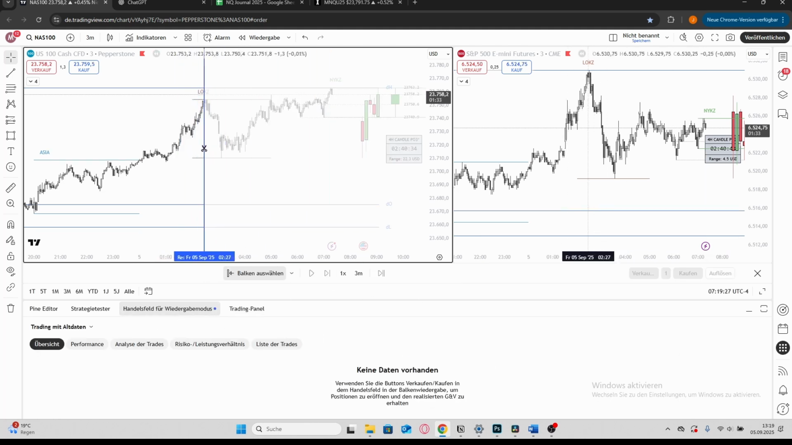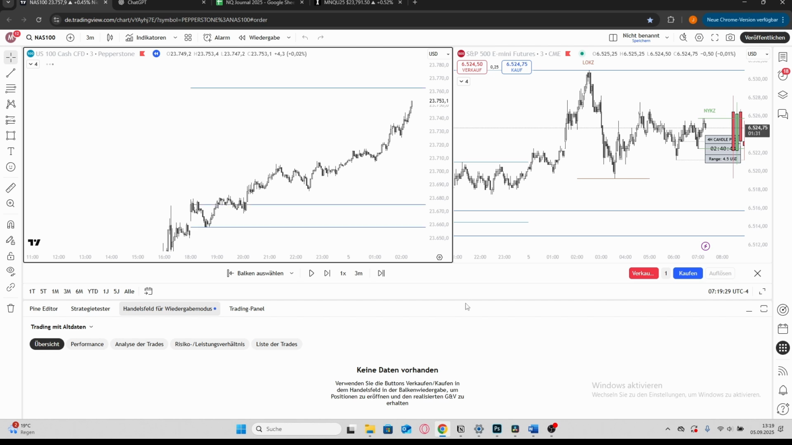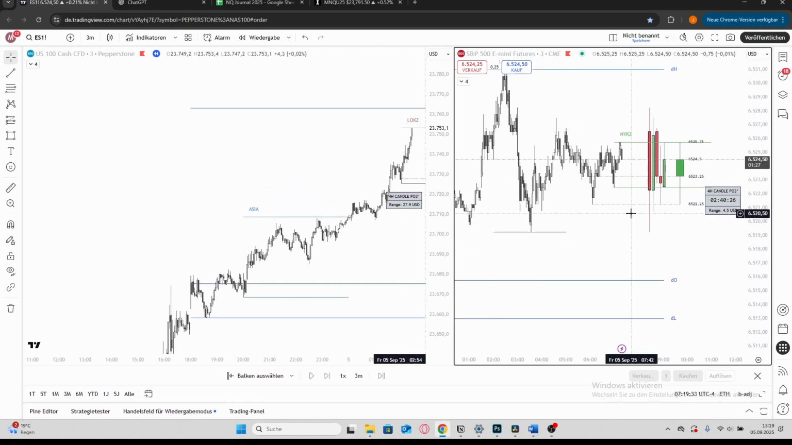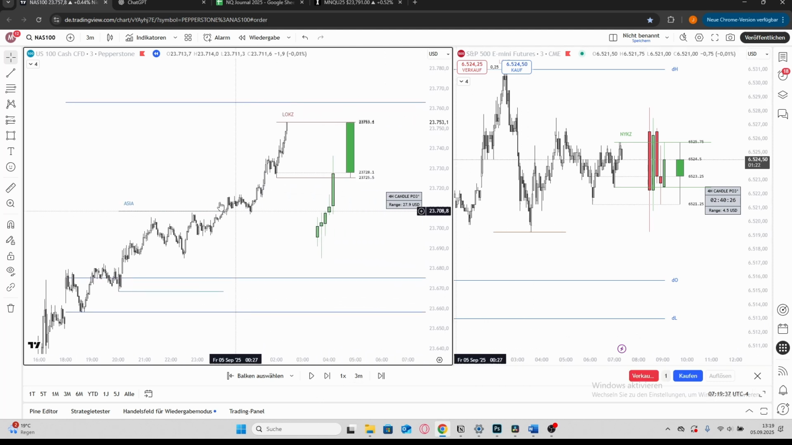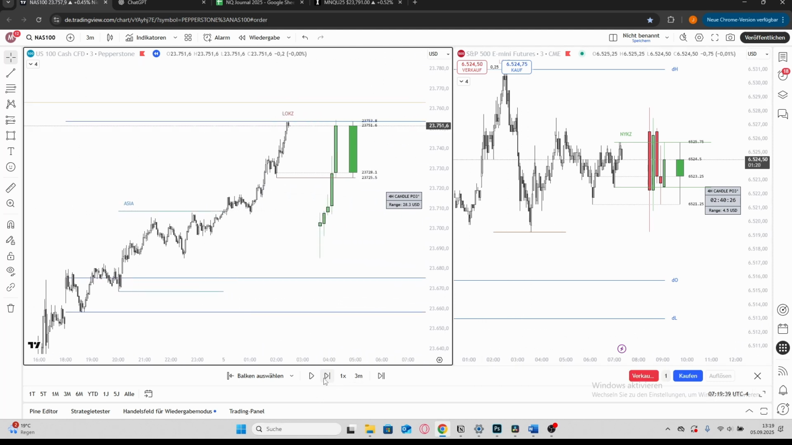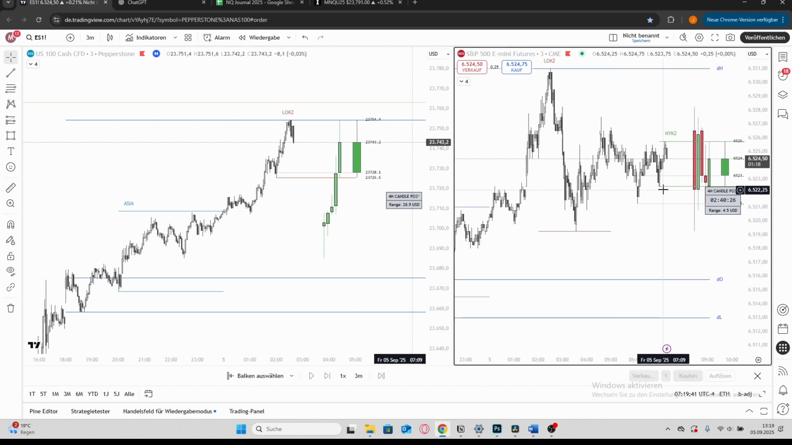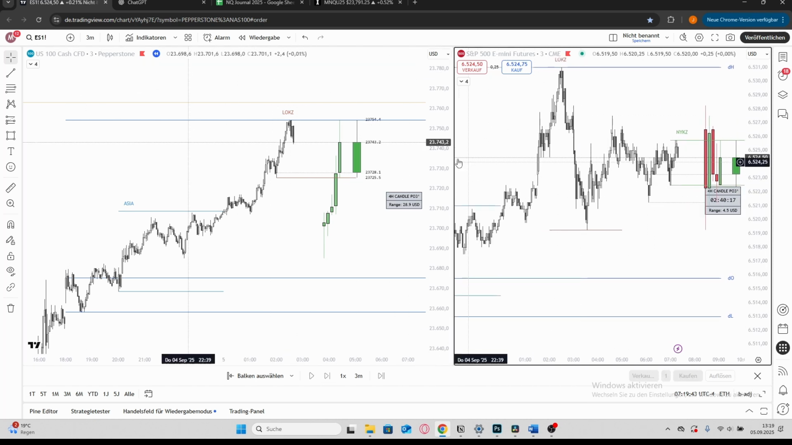It's a lot easier. Okay, I'm just wondering if it's also possible to do this on ES. No, not really, but I think that's fine, because we can still see the ES chart here.